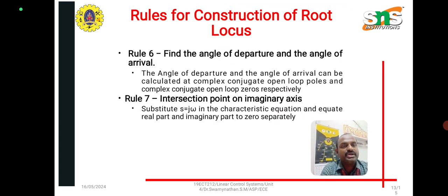And next, the sixth rule is to find the angle of departure and angle of arrival. The angle of departure and arrival is calculated based on the complex conjugate open loop poles and the complex conjugate open loop zeros. That is rule 6. And rule 7 is the intersection point on the imaginary axis. For the imaginary axis, you take s equal to j omega. Then you equate the real part and the imaginary part separately to 0. Then you can find the values.